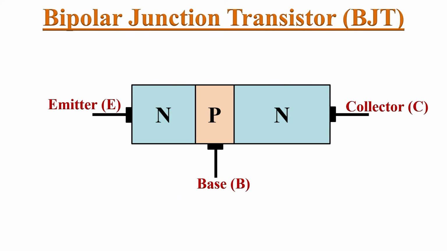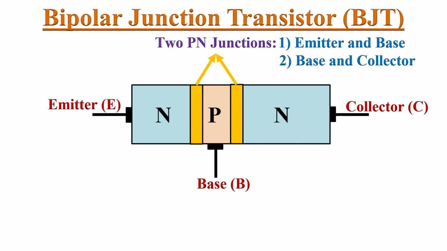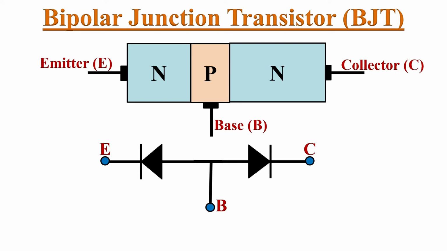A transistor is nothing but two PN junctions with two potential barriers, the emitter-base PN junction and the base-collector PN junction, and it appears as two back-to-back diodes connected in series. But it won't work like that because there is no interaction between these two PN junctions.